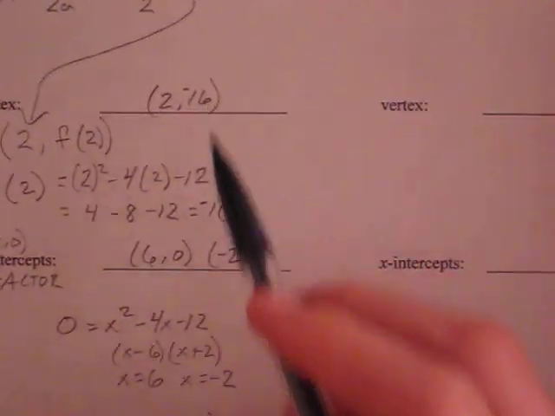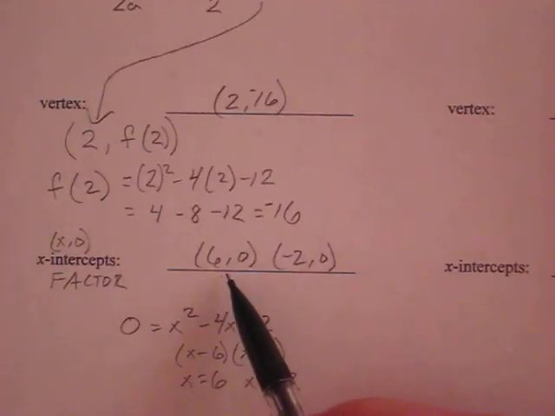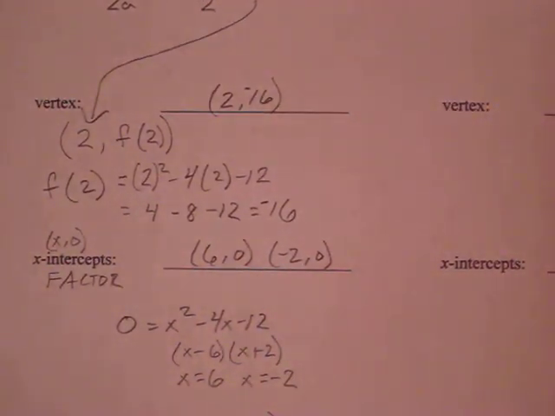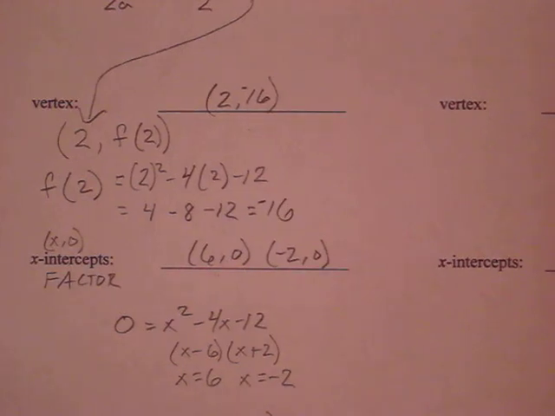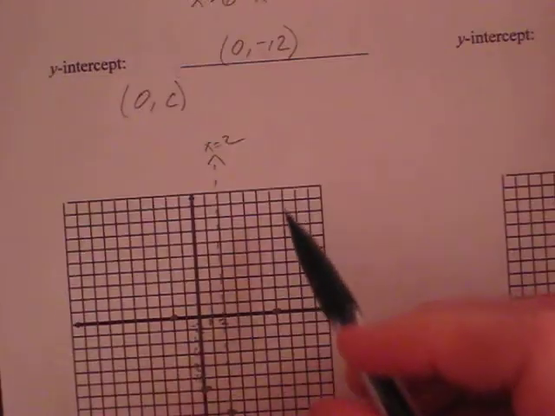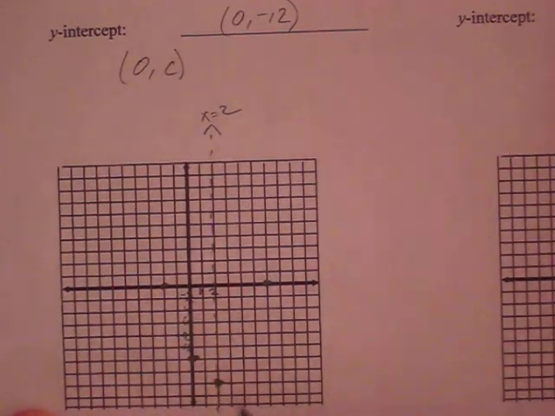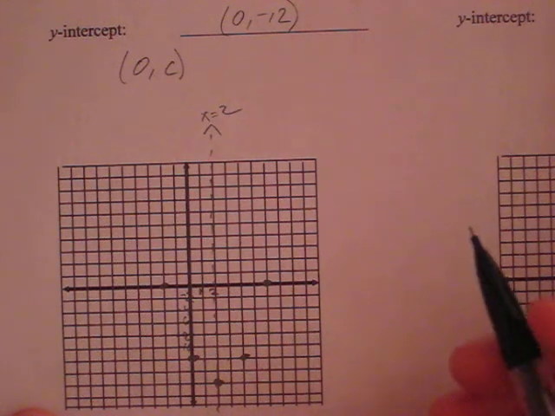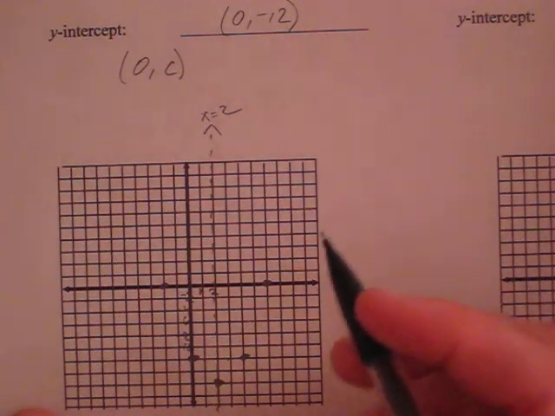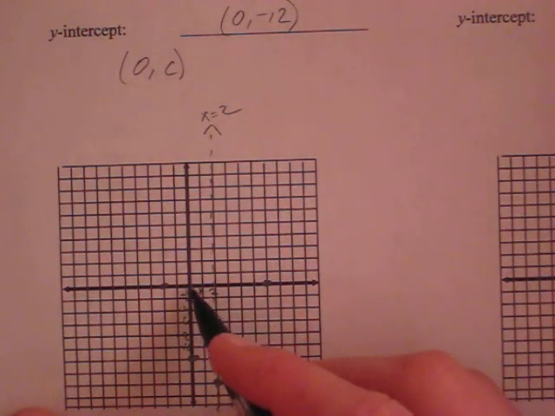I found that. Now I have to plot my x-intercept, which is 6, 0. So 1, 2, 3, 4, 5, 6. Remember, I'm counting by 1's. And negative 2, 0. And then I have my y-intercept at 0, negative 12. We want to find 5 points. I have 1, 2, 3, 4. The way you get your 5th one, it's going to be over here somewhere. You know that this is the axis of symmetry, so since it's 2 units away, it's going to be 2 units away on this side. Everything should be symmetrical.